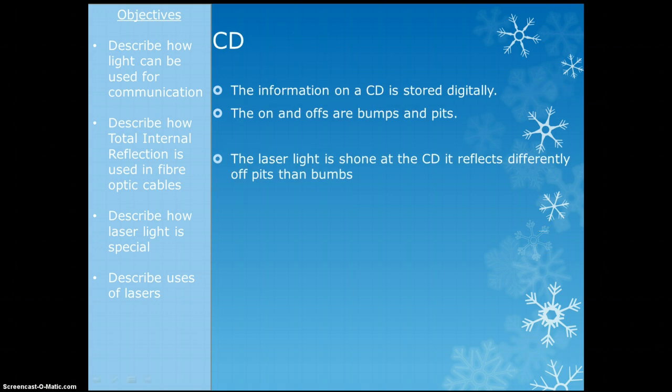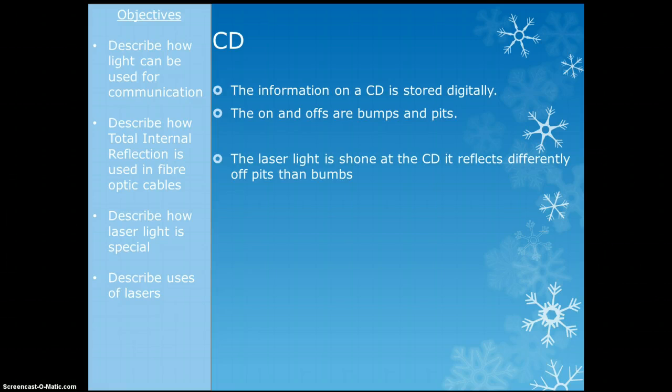So just to try and show you how it works in CD players. Information on CDs is stored digitally. So remember I said a digital signal is something that has only ons and offs. Well, on the surface of the CD, there are bumps and pits. So they represent the ons and offs. So if it goes up, it's an on. If it goes down, it's an off. And that's how it works.